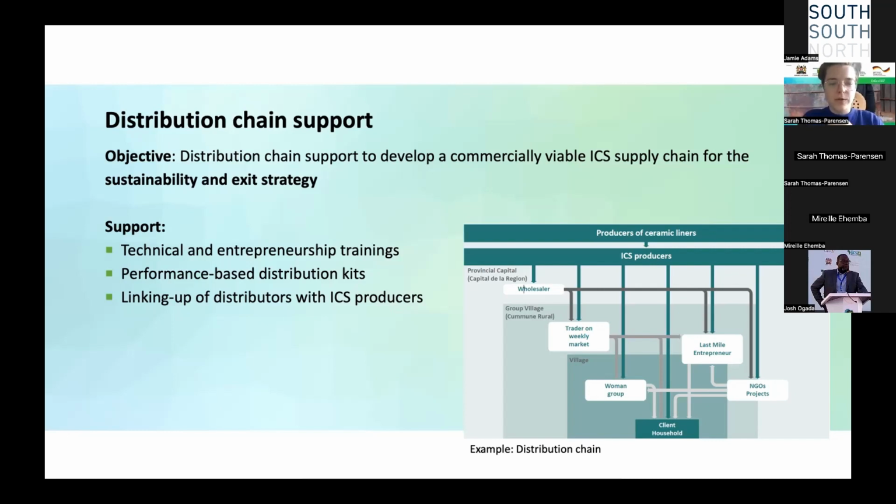In terms of our approach, there was also some support given, such as technical entrepreneurship trainings, as well as performance-based distribution kits of, for example, marketing materials. And another key factor was linking up distributors with ICS producers, so that there are stronger bonds, and the distribution can reach further into more remote areas.